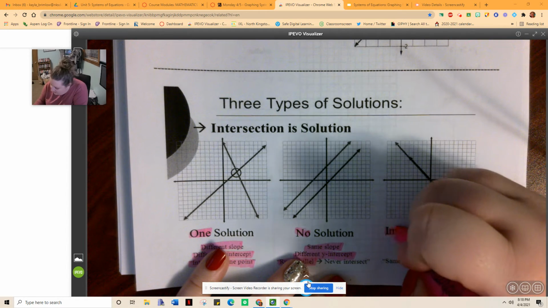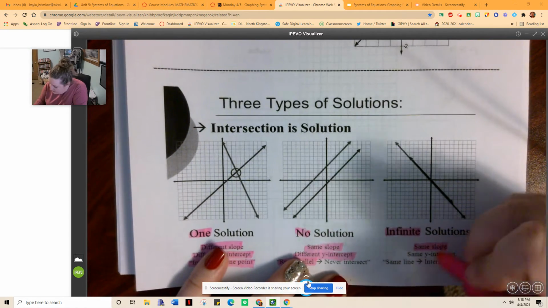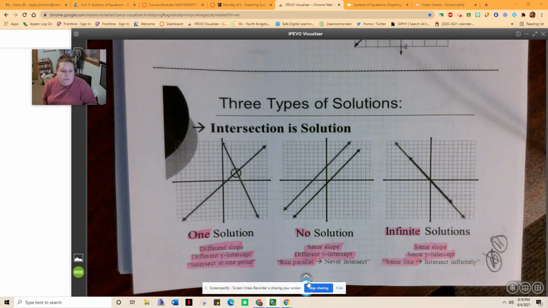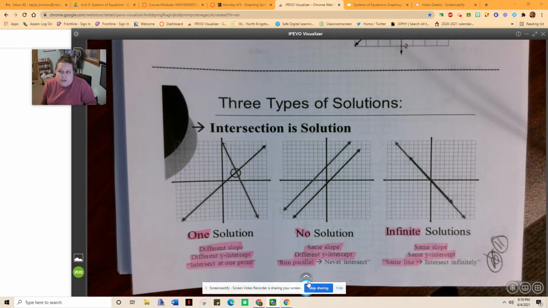Then we have what we call infinite solutions, and that's when we have the same slope and the same y-intercept. They end up being the same line. Remember, we can write equations many different ways, simplified, not simplified. We've been working with just slope-intercept form, but there are other forms, and when you change them to be the same form, you'd see they would be the same exact equation with the same slope and same y-intercept.